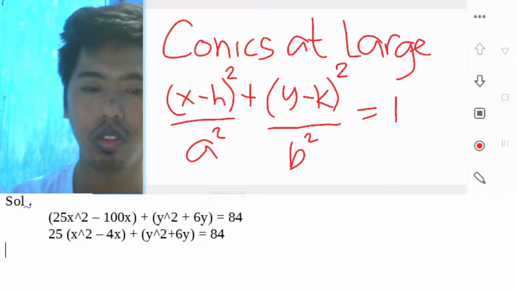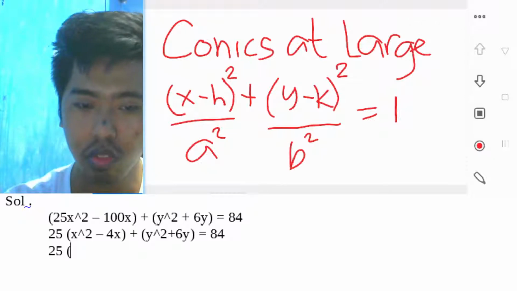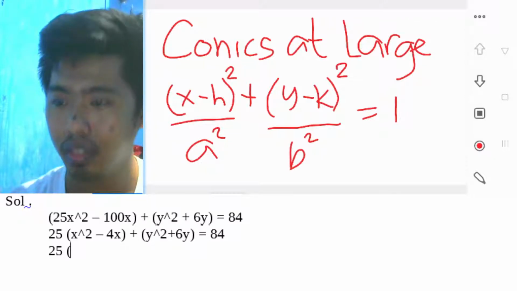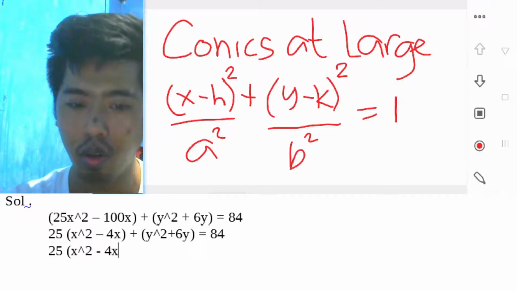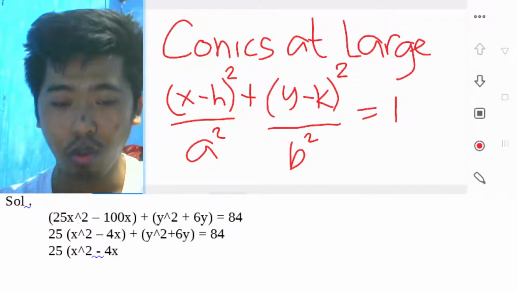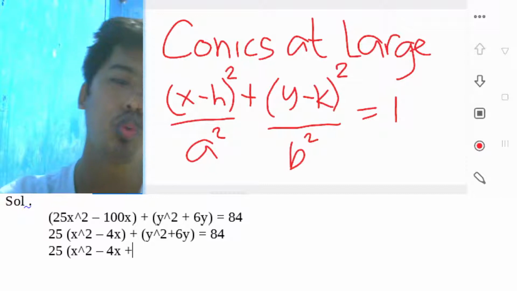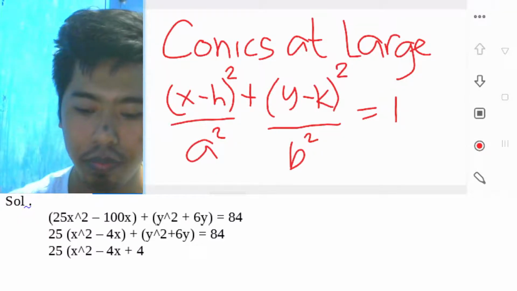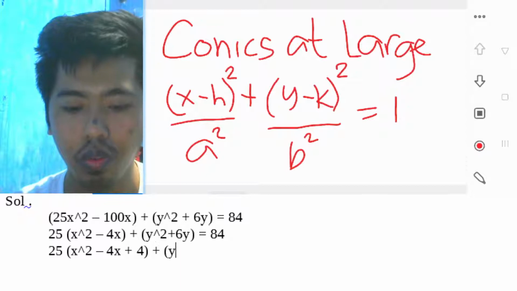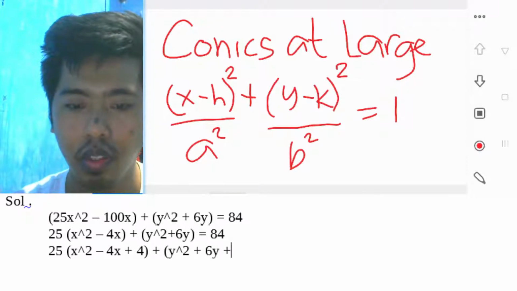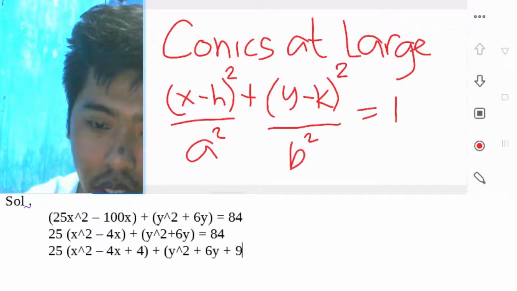So what do we do? Just bear with me, I know you're already familiar because I showed you this before. So this is x square minus 4x. This should become positive 2 square, that should be 4. Okay? Plus here y square plus 6y, 6 divided by 2 is 3, 3 square is 9, so this would be 9. Okay, very good.